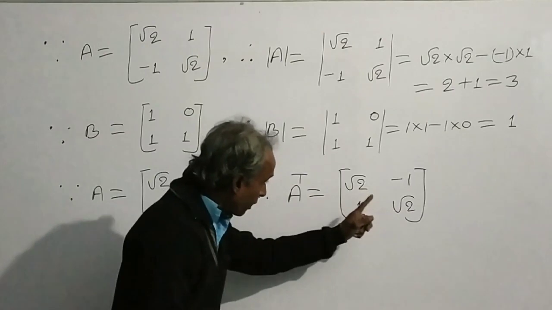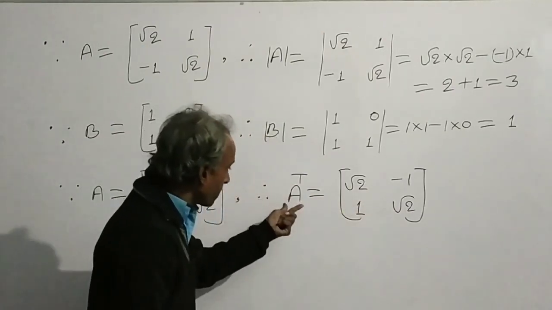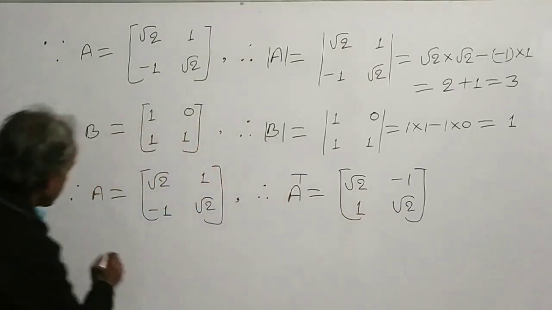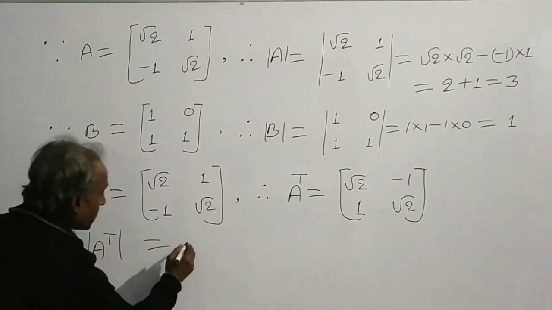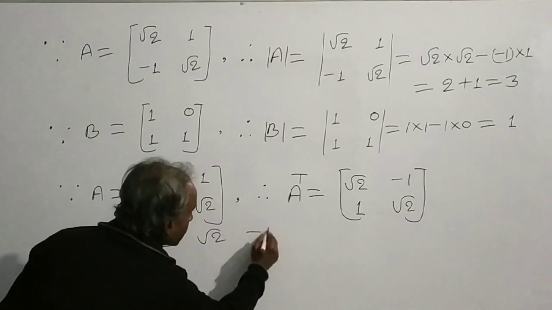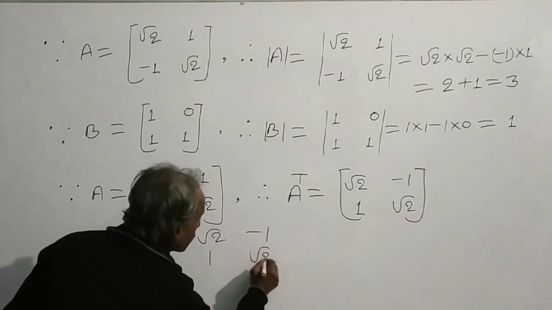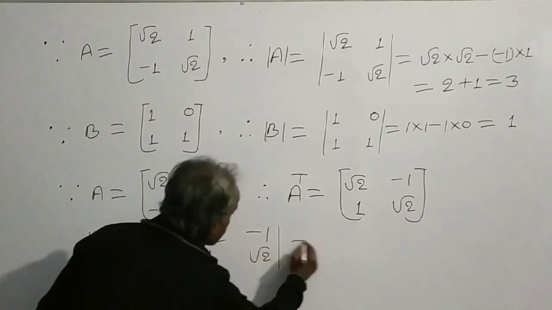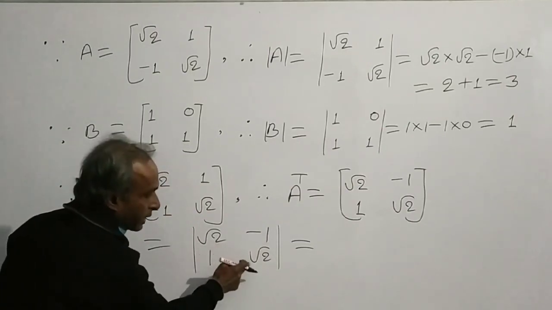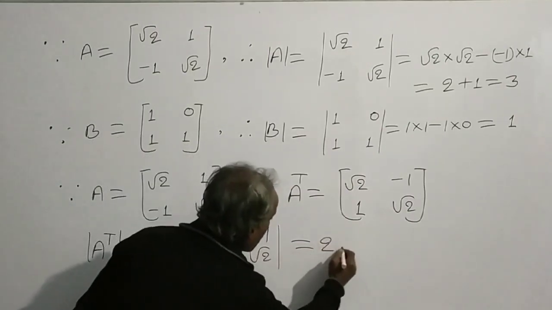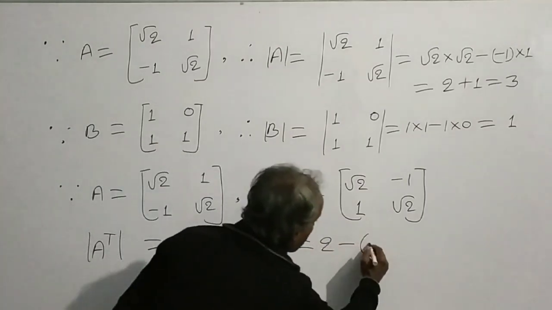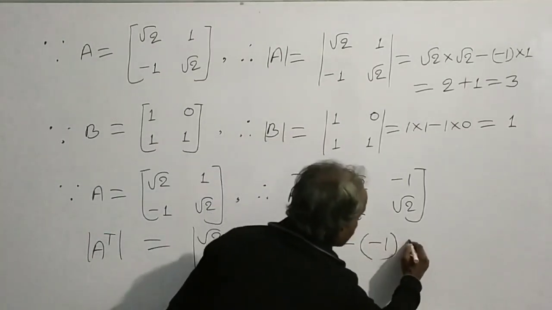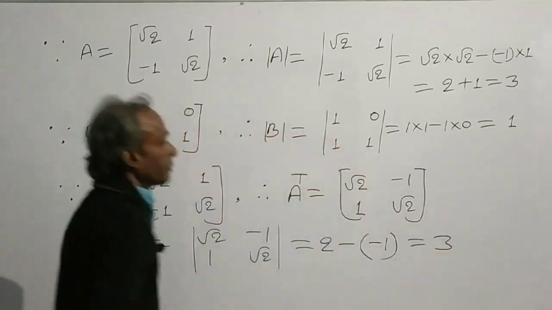Therefore, determinant of this matrix, means determinant of AT. Determinant of AT will be equal to root 2 minus 1, 1 root 2. This will be equal to root 2 times root 2, 2 minus 1 times minus 1, minus 1. That is equal to 3.